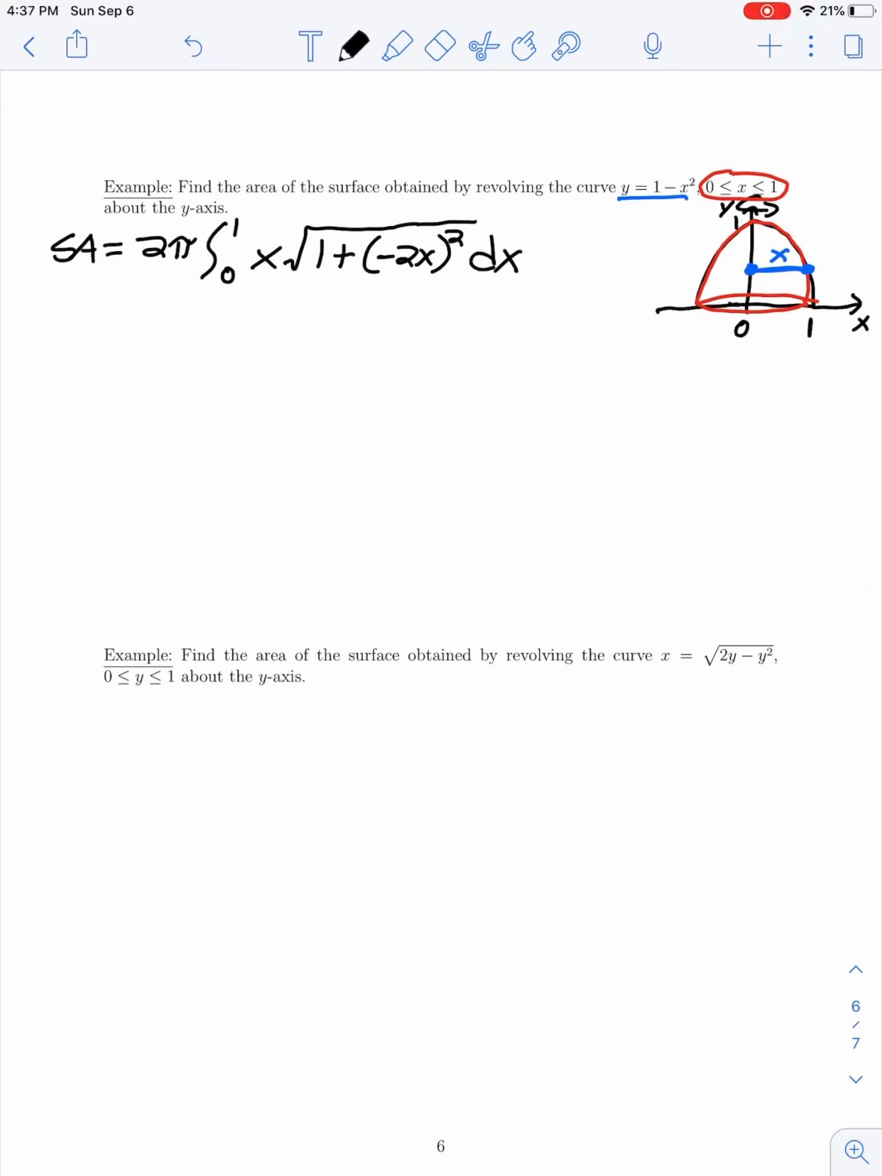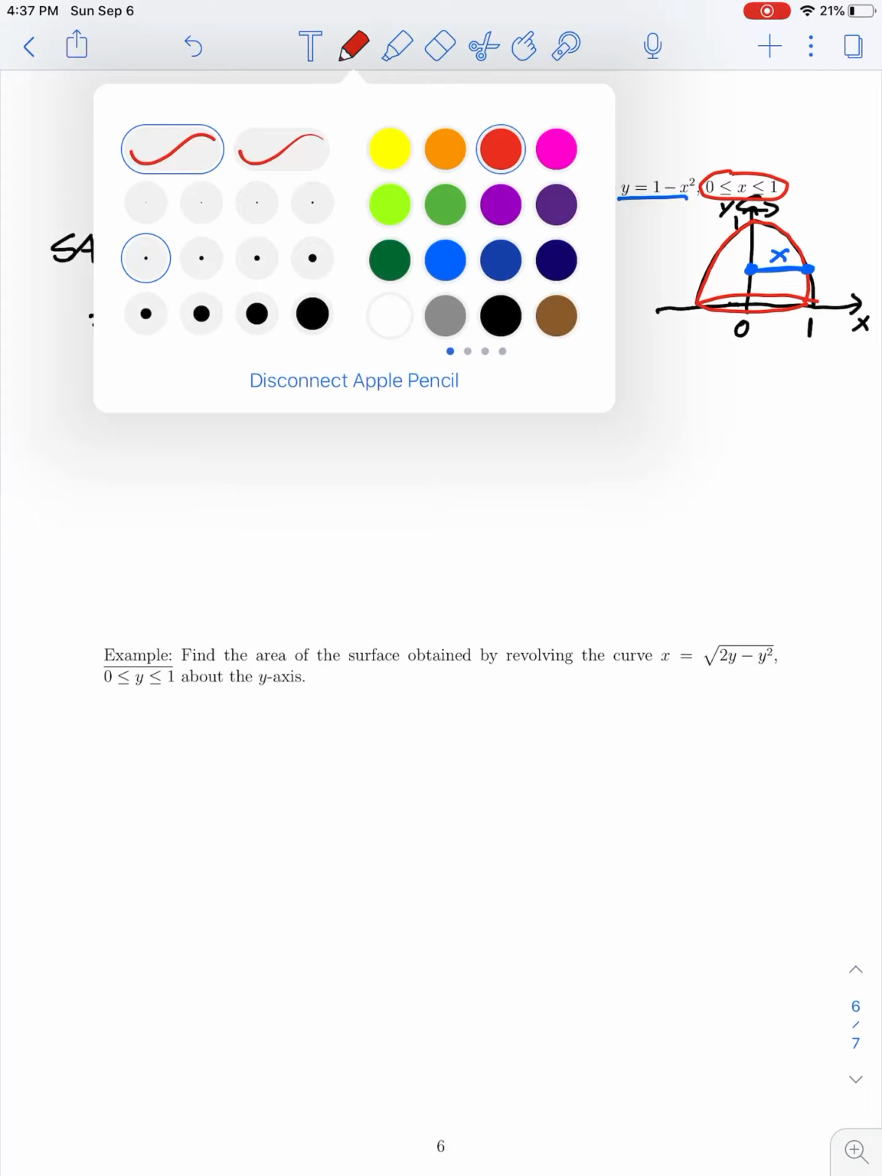So as with our earlier examples, once we set up this integral for the surface area, we want to simplify under the square root as much as possible. So in this case, I would have 2 pi, the integral from 0 to 1 of x times the square root of 1 plus 4x squared dx. And this is as far as I can simplify. So in order to integrate this, since my integrand involves a composite function, I would need to use a substitution.